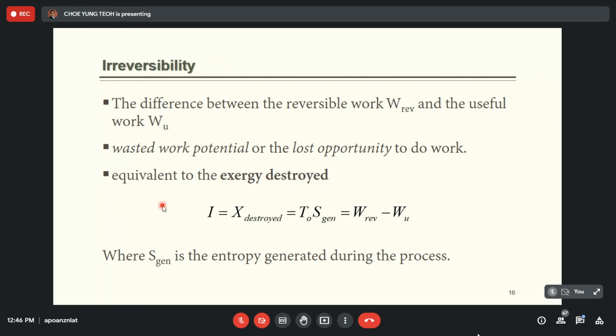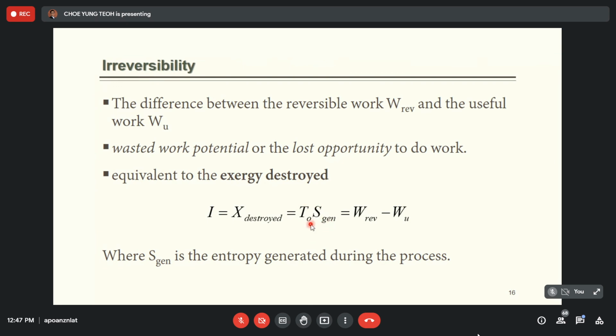This irreversibility is also equivalent to the exergy destroyed, because now we convert from 100 joules of hot water into 40 joules of electricity. So it means that this 60 joules is destroying the potential of energy, or destroying the exergy. So remember, irreversibility equals losses and is also equivalent to the exergy destroyed. And for a heat transfer system, the exergy destroyed or irreversibility can be calculated based on the change of entropy.